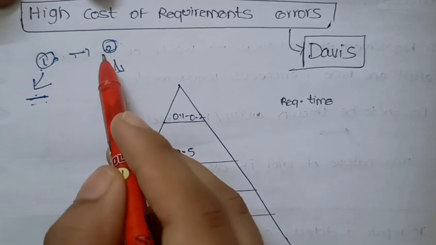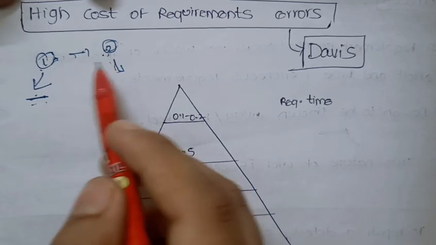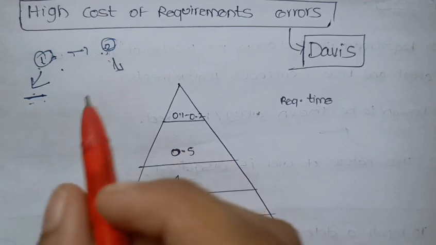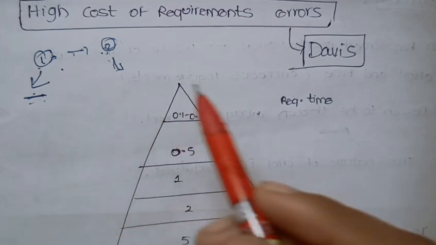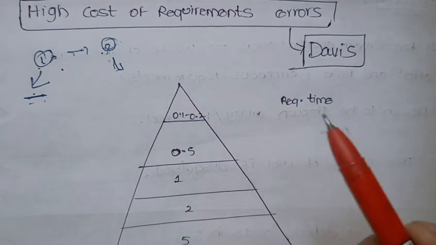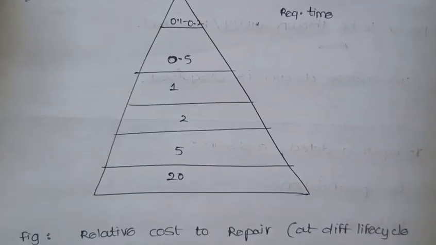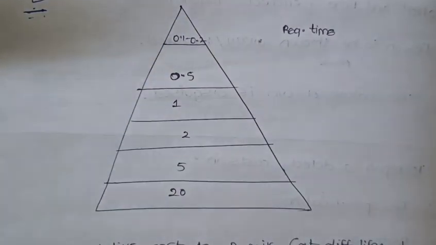So these are completely different, and we have developed a design which is completely wrong from the customer's point of view. So these cause requirement errors, and one person, Davis, has given us the cost of requirement errors and what it could cost. Here we are. So this is relative cost to repair. According to each phase, what is the relative cost to repair? As we can see, the first one is 0.1 to 0.2.